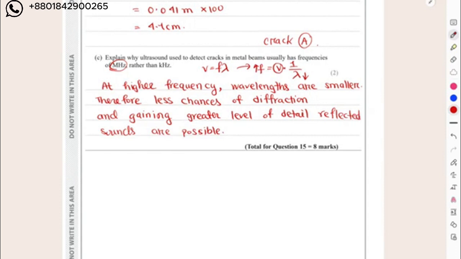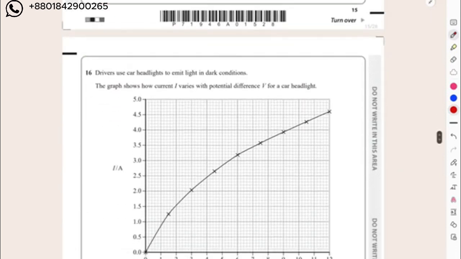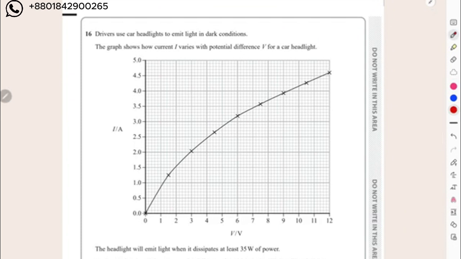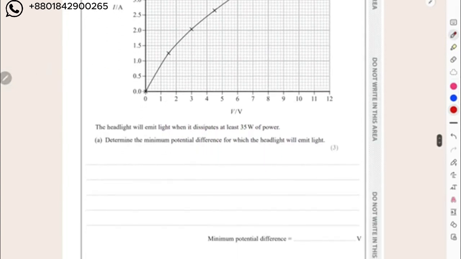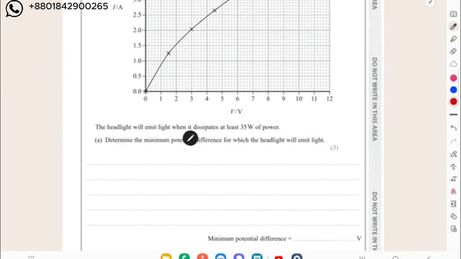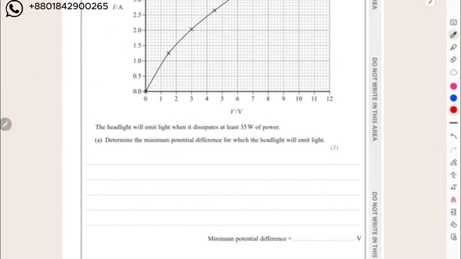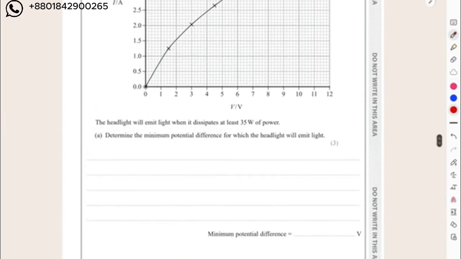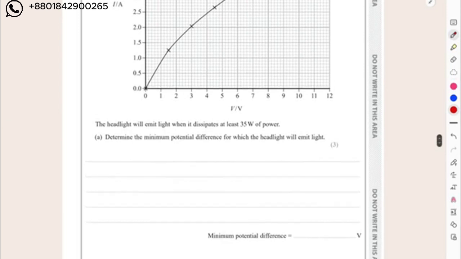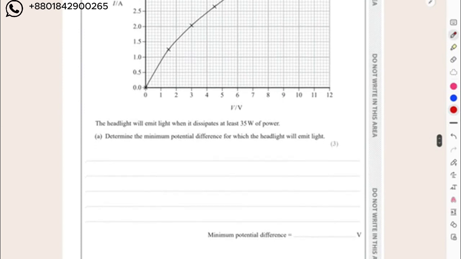I hope it was clear for everyone. We'll move on to 16. So for question 16, it says that drivers use car headlights to emit light in dark conditions. The graph shows how current I varies with potential difference V for a car headlight. The headlight will emit light when it dissipates at least 35 watts of power. Determine the minimum potential difference for which the headlight will emit light.